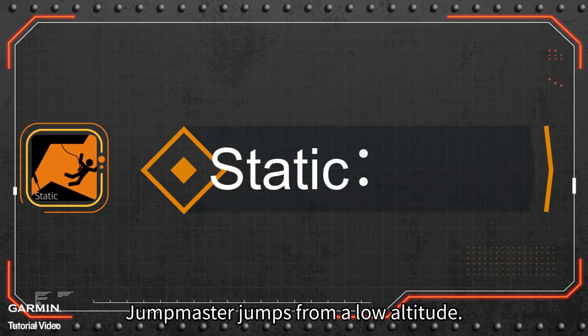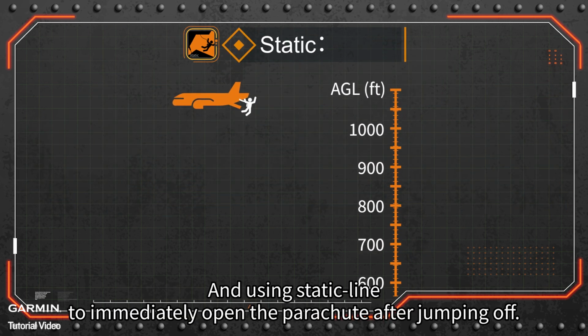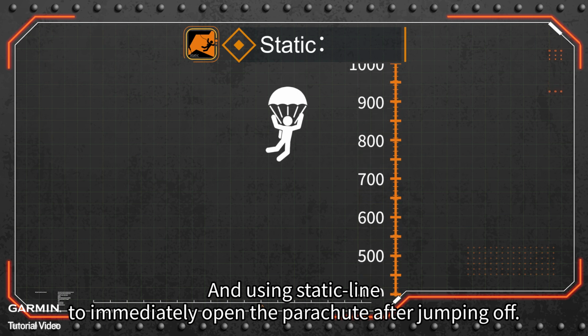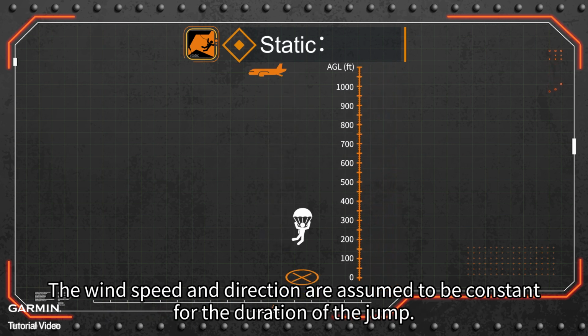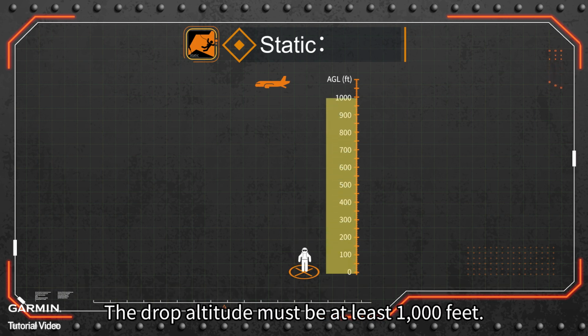Static. The Jumpmaster jumps from a low altitude, using a static line to immediately open the parachute after jumping off. The wind speed and direction are assumed to be constant for the duration of the jump. The drop altitude must be at least 1,000 feet.